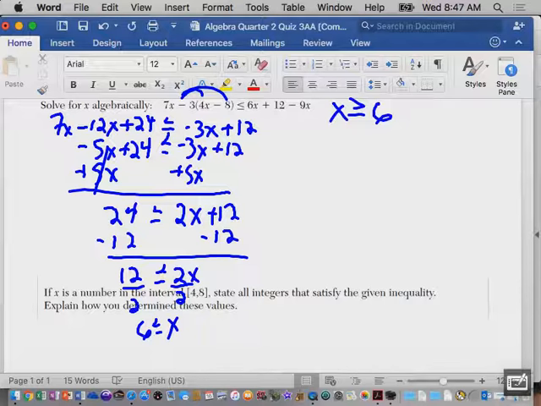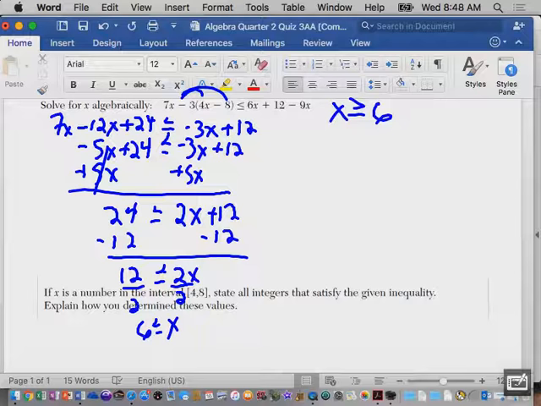I added 3 to both sides instead of adding 5, and I got a different answer. I didn't get equal to. You just got x is greater than 6. Oh, it started with or equal to, it has to finish with or equal to. You can't just drop that sign. Okay, so now the next part is about interpreting your answer.